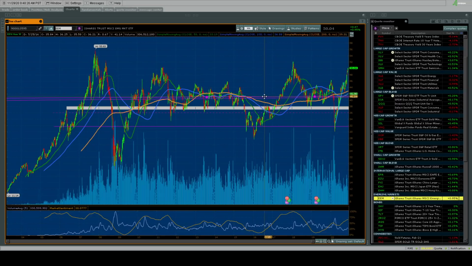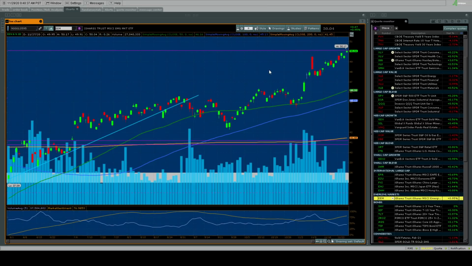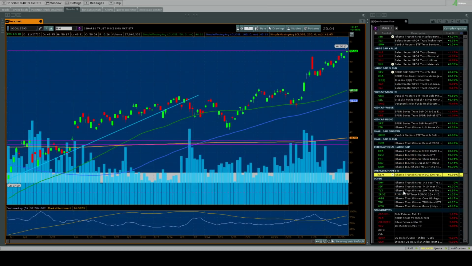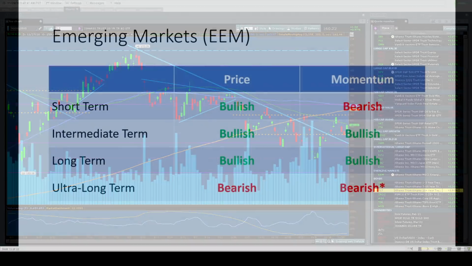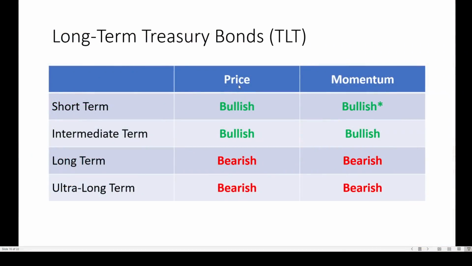Let's see if we can drag one of these purple lines up here. And there we go. You can get a real clear picture of just how overextended emerging markets are, and massively ripe for reversal. Let's go on to TLT, everyone's favorite bond fund.